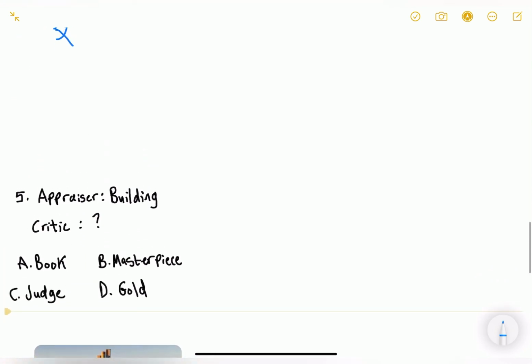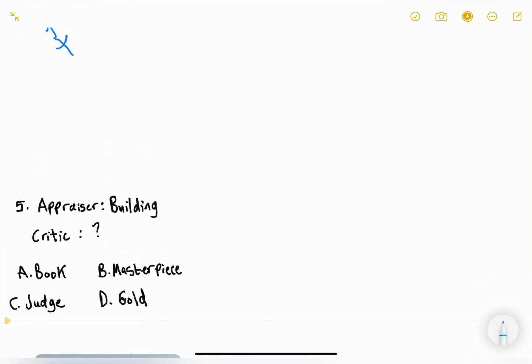So we have appraiser, building, critique, question mark. The way I think of this is, where does an appraiser stay? An appraiser stays in a building. An appraiser is a person whose job is to assess the monetary value of something, so they're usually in a building. Where would they stay? In a building. A critique, where would they usually critique someone? In a book. So we know that the answer is A.